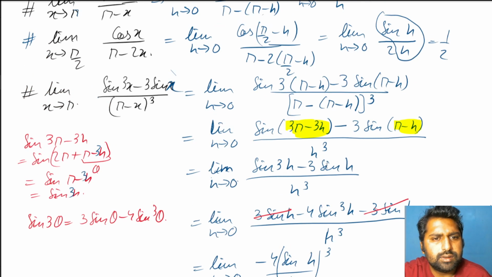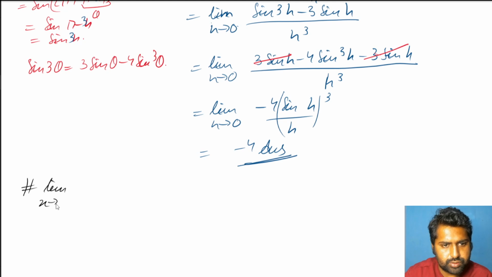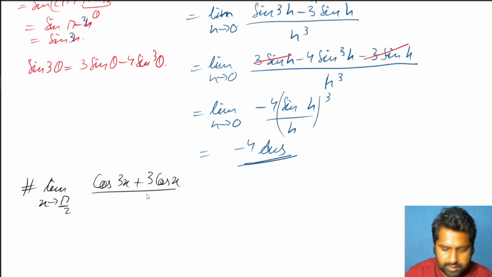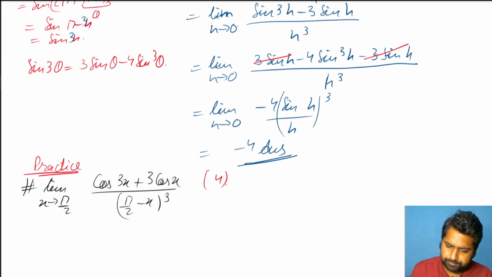This one I have solved. I'll give you one question for practice. Same idea. Limit x tends to pi by 2 of cos 3x plus 3 cos x by pi by 2 minus x whole cube. The answer for this is 4. Practice on your own. So now you know how to basically manipulate these kinds of expressions also.